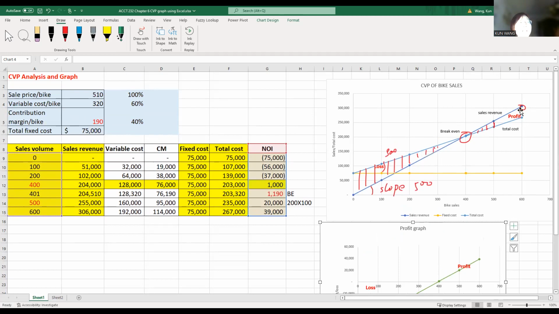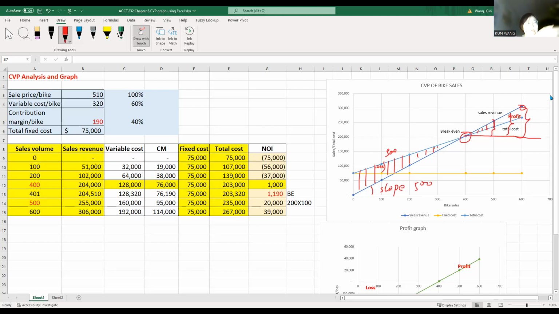We can even check the margin of safety, right? If I look here, this is my margin of safety, because this is my break-even line. As I increase my sales volume, my margin of safety is going up, right?